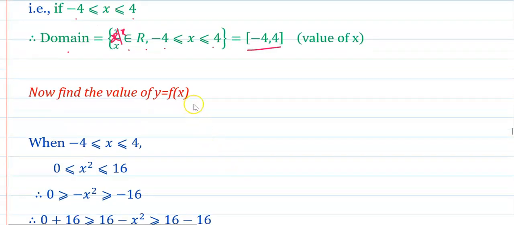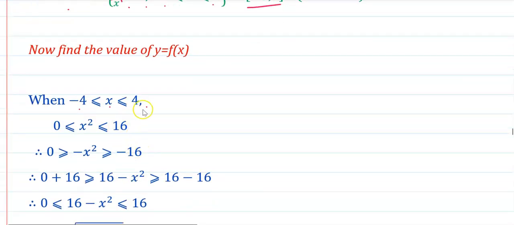Now we'll find out the range, means what? y is equal to f of x. See here, the value of x lies between minus 4 to plus 4. If we square it, then it is clear that its value must lie between 0 to 16. Okay, and how will that be? It will be positive, 0 to 16.